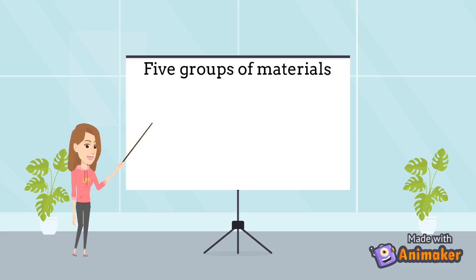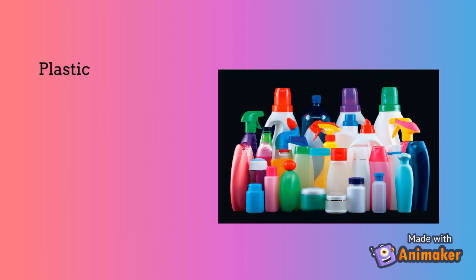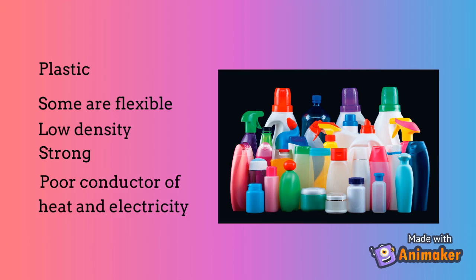Based on the physical properties of matter, materials are divided into 5 groups: plastic, glass, metal, ceramic, and fiber. The physical properties of plastic materials are: some of the plastic materials are flexible. Plastic materials have low density. Plastic materials are strong. Plastic materials are poor conductors of heat and electricity.